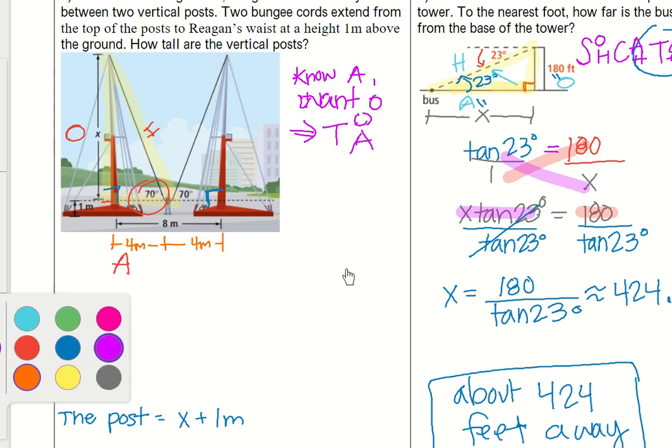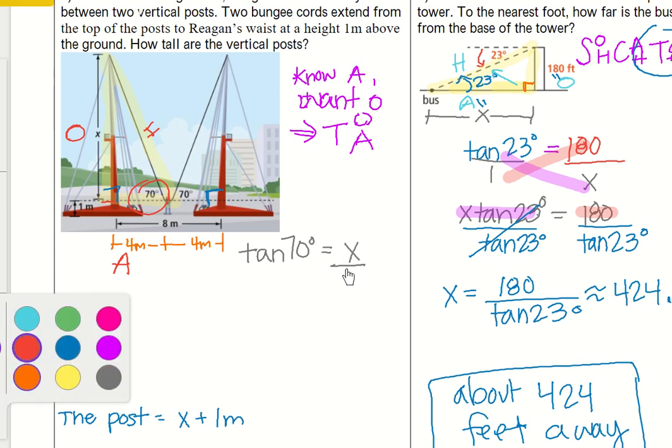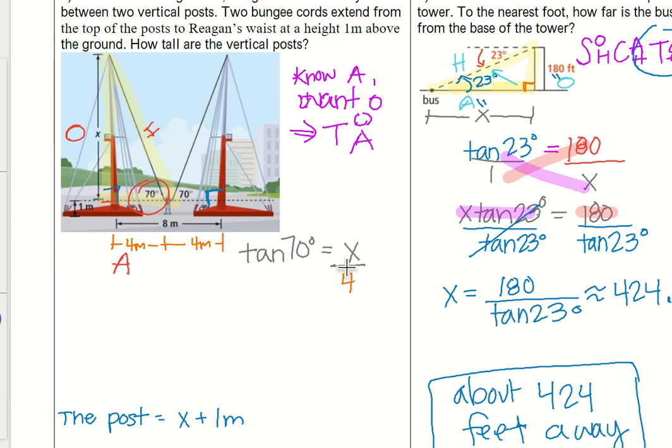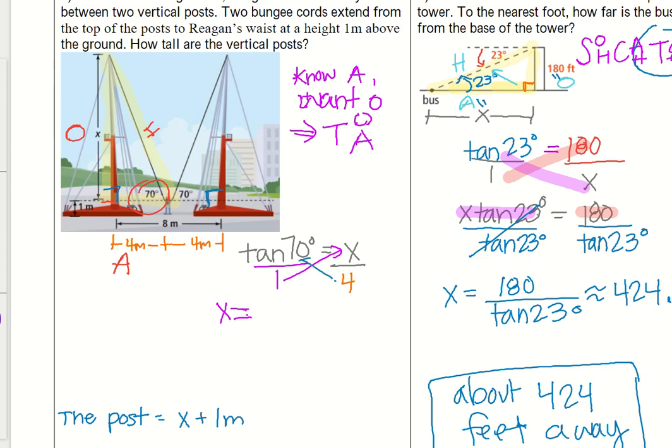Okay, so let's set up. So we've got tangent of our angle, which is 70. So tangent of 70 degrees is equal to opposite x over adjacent 4. And so this one, when I cross multiply, if I put this over 1, that'll give me x. So x is equal to, and then this will give me 4 tangent 70. And so we'll plug that into our calculator.